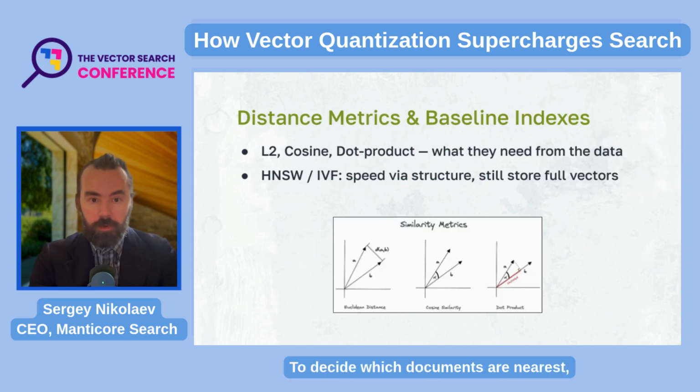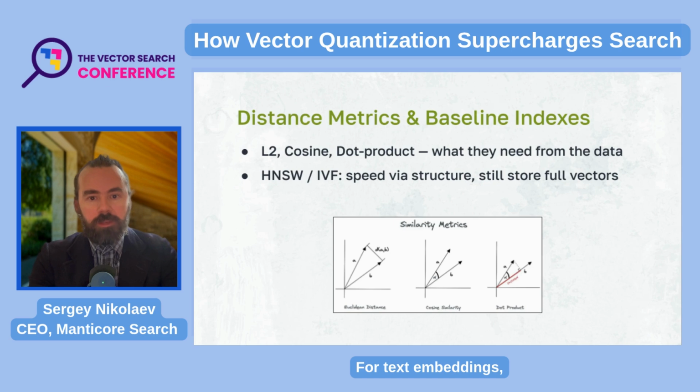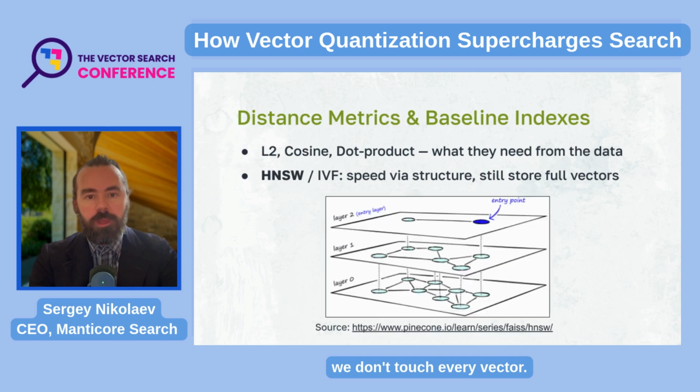To decide which documents are nearest, we need a distance formula. For text embeddings, the usual suspects are L2, cosine, and dot product. All three require the raw coordinate values of the vectors. You can't calculate them from a simple ID or a bit hash. Baseline accelerators add structure so we don't touch every vector.